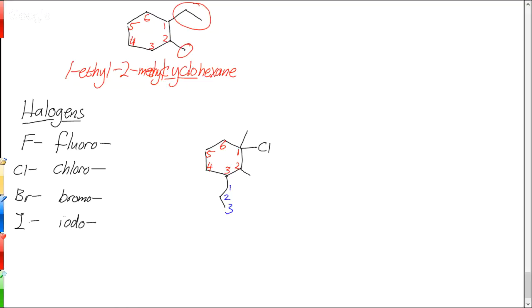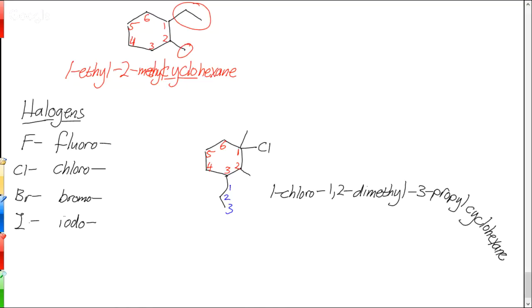So propyl. All right, so we put that all together. Remember, you separate in the name by substituent. So 1-chloro, 1,2-dimethyl, 3-propyl, cyclohexane. Okay. So big name.